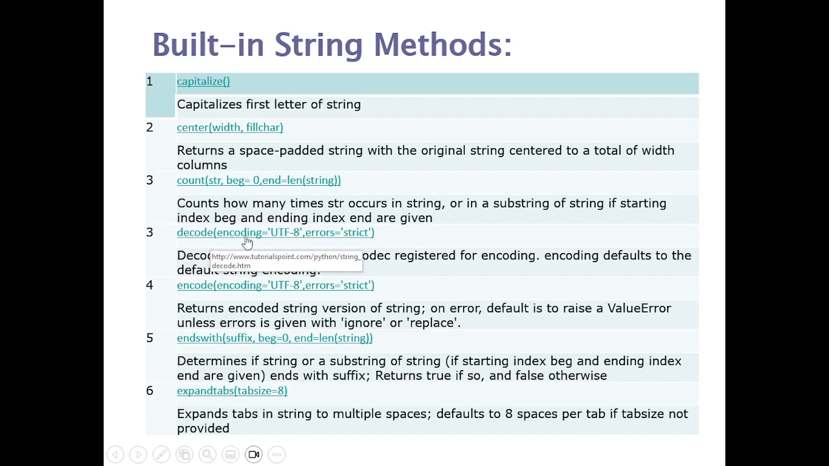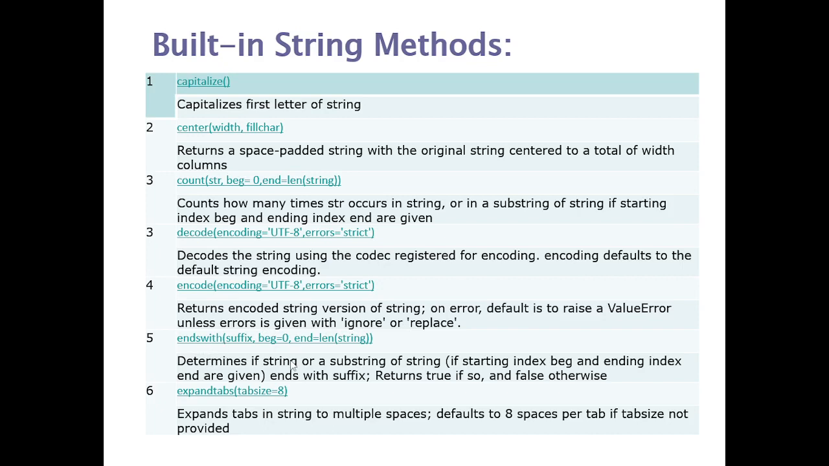Next we have decode. It has an errors parameter, strict by default. It decodes the string using the codec registered for encoding. Encoding defaults to the default string encoding. Then encode returns an encoded string version of the string. On error, the default is to raise a ValueError unless errors is given as ignore or replace.